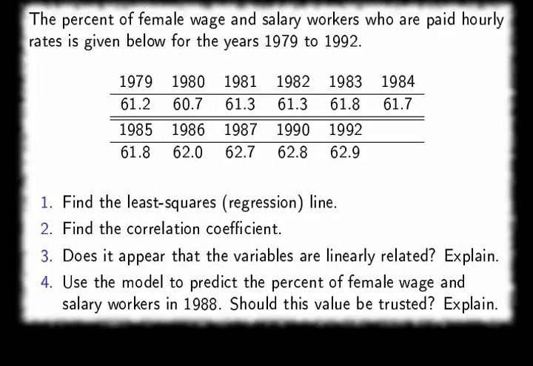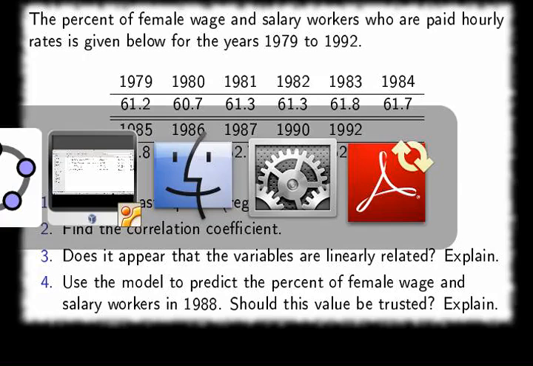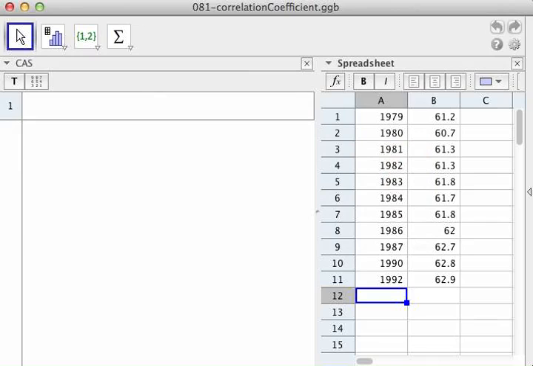The percent of female wage and salary workers who are paid hourly rates is given below for the years 1979 to 1992. Number 1, find the least squares line. Okay, we'll be asking GeoGebra to do this for us. So if we fire up GeoGebra, you'll see I've already put the data in.